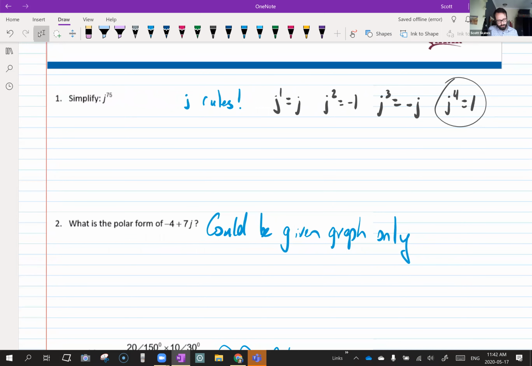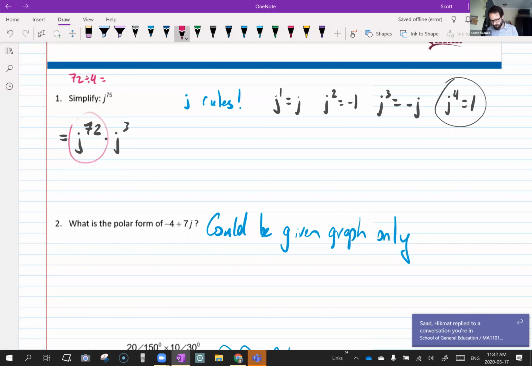So if you wanted to solve something like this, you should break it into something that looks like this. And the reason I did this is because this first piece is a j with a power which is a multiple of 4. What I mean by that, 72 divided by 4 fits in evenly, 18. It's an even power, which means it's the exact same thing as j to the power of 4. That's how they work. They just repeat after a while.